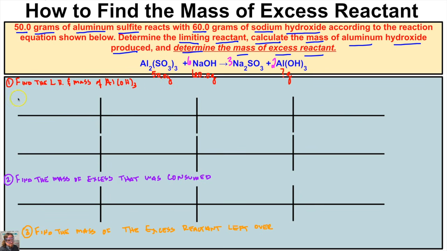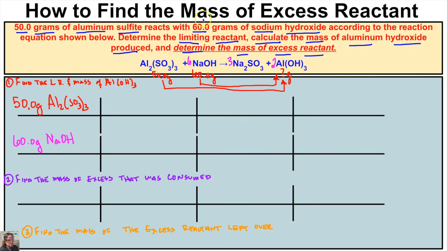We're starting with 50.0 grams of aluminum sulfite, and we're also starting with 60.0 grams of sodium hydroxide. So what we have to do is we have to run the stoichiometry process twice. We need to figure out how much aluminum hydroxide will be produced from 50.0 grams of aluminum sulfite, and then we need to figure out how much aluminum hydroxide will be produced from 60.0 grams of sodium hydroxide.